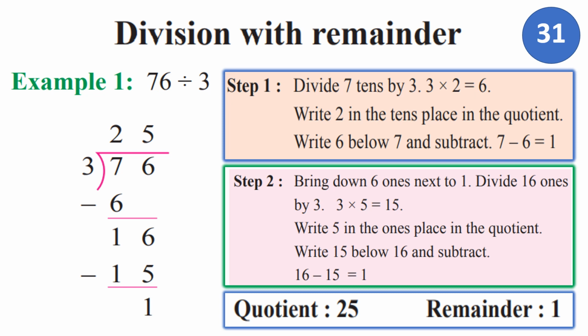Okay, look here, students. First, 7 divided by 3 equals 2. 2 times 3 equals 6. 7 minus 6 equals 1. Then bring down 6. Now you have 16. 16 divided by 3 is only 5. 5 times 3 is 15. 16 minus 15 is 1.